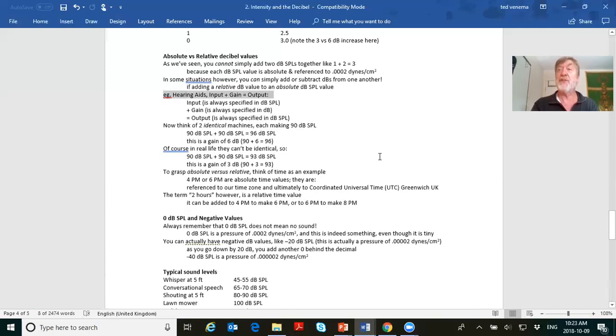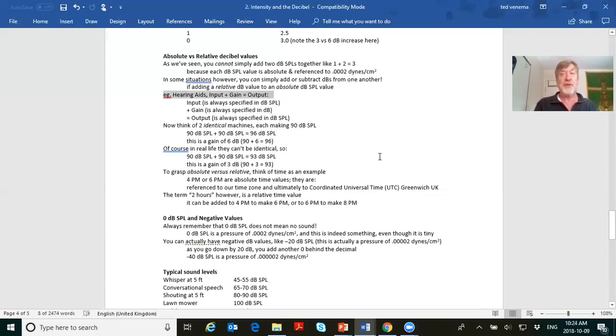Yep, in certain situations you can. If you are adding an absolute dB SPL value that's related to the ground of 0 plus a relative decibel value, which is always stipulated in simple dB. So dB SPL plus dB equals a sum total dB SPL, like 1 plus 2 is 3. So 90 dB SPL plus a gain of 3 dB is 93 dB SPL. But 90 dB SPL plus 90 dB SPL is 93 dB SPL. That's a gain of 3.